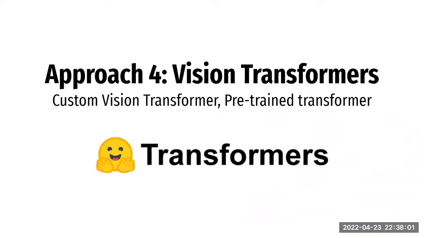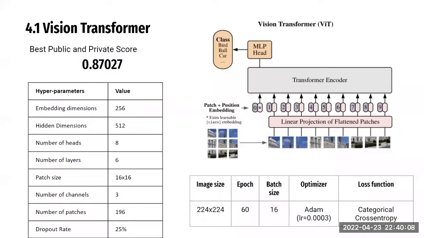Moving on to vision transformers. A vision transformer is a model for image classification that employs a transformer-like architecture over patches of the image. An image is split into fixed-size patches, and each of them is linearly embedded, and then the positional embeddings are added. And finally, the resulting sequence of vectors is fed into a standard transformer encoder. To perform classification, the standard approach of adding an extra learnable classification token to the sequence is used.